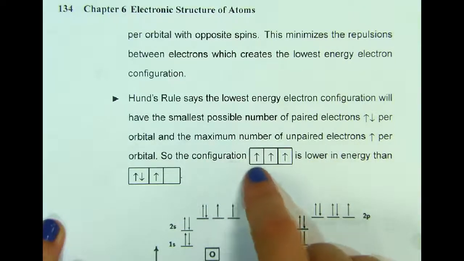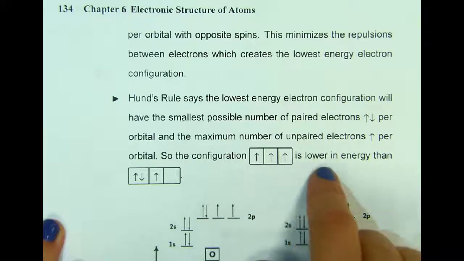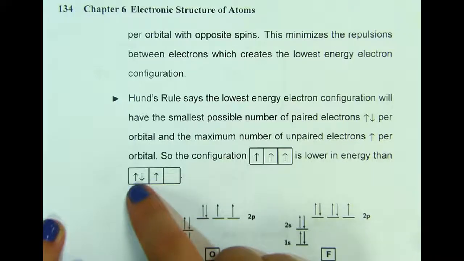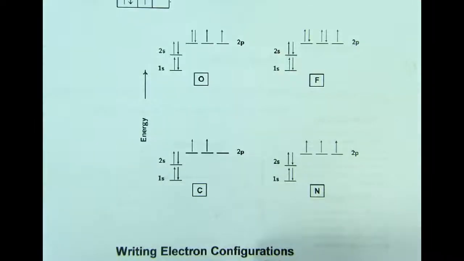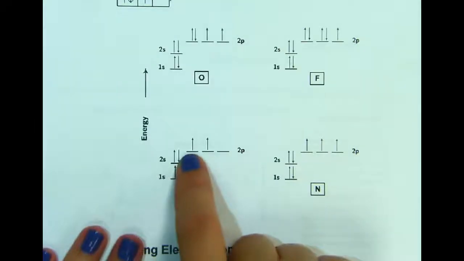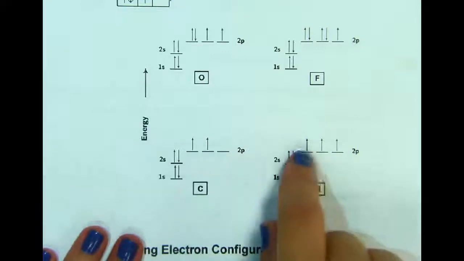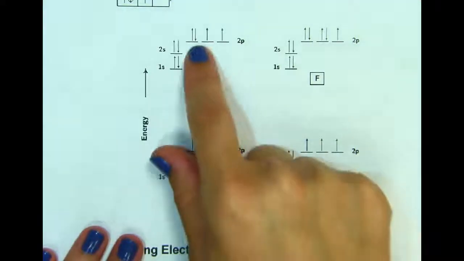So the configuration up, up, up is lower in energy than if you have paired off and then a single. Here are some examples of carbon, nitrogen, oxygen, and fluorine, where we start adding the electrons one at a time into the orbitals before we begin to pair them off.